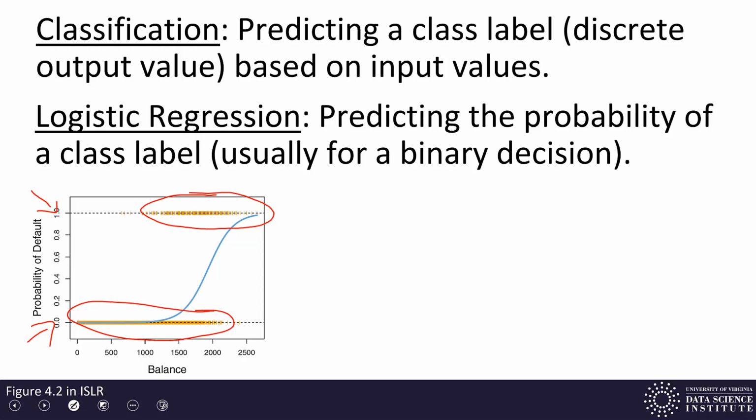And we try to estimate the probability of defaulting, and that's shown by this blue line. That's our estimate of the probability of defaulting based on balance. So in this video, we're going to talk about how we do that estimation of that probability function shown in blue.